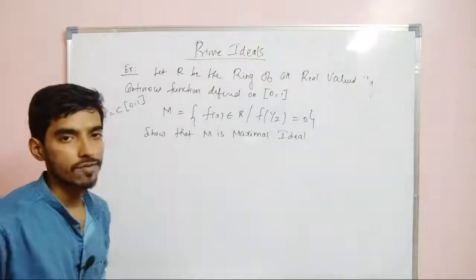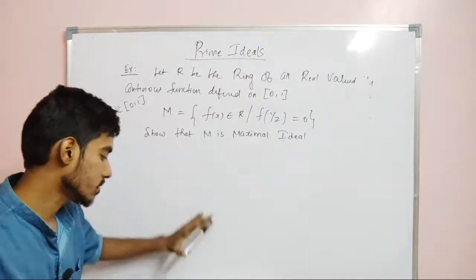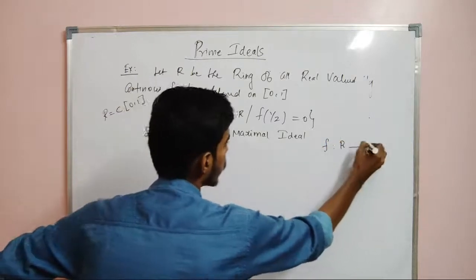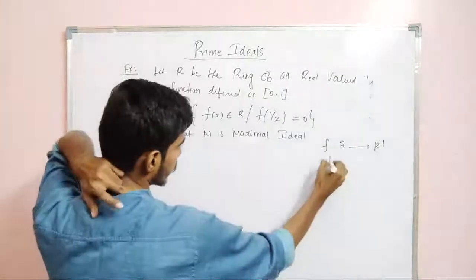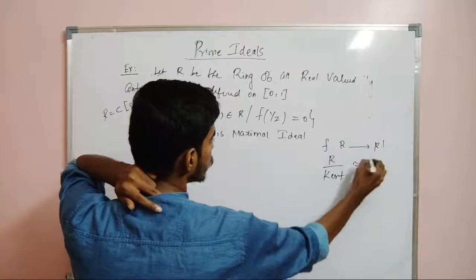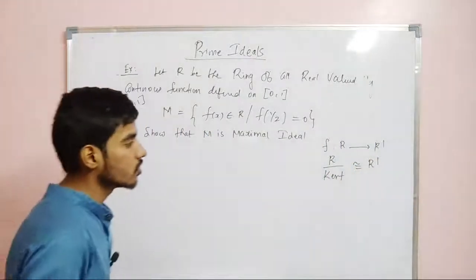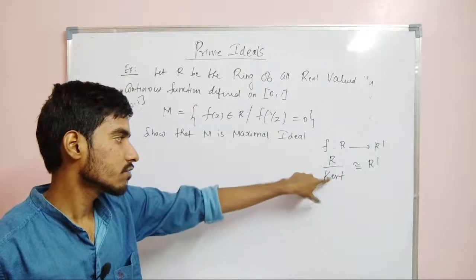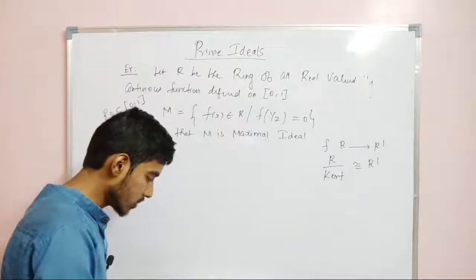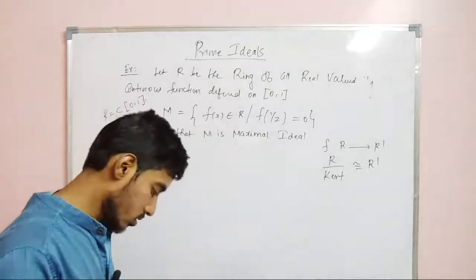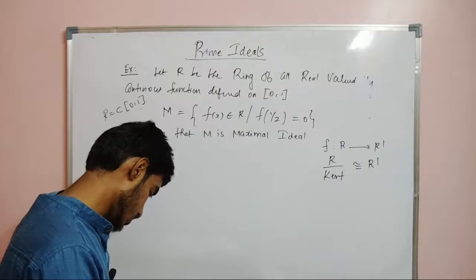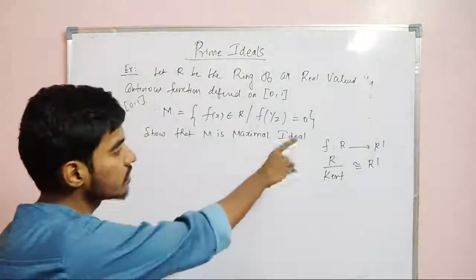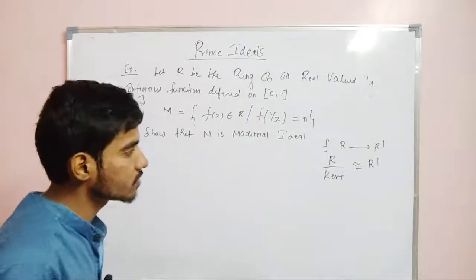But I am not going to prove that directly. I am going to use the fundamental theorem of ring homomorphism. If f is a homomorphism from a ring R to R dash, then R by kernel of f is isomorphic to R dash, or f of R. So this is the fundamental theorem of ring homomorphism. If R and R dash are two rings, and f is an onto homomorphism, then R by kernel of f is isomorphic to R dash. That is the theorem I am going to use for proving this problem.